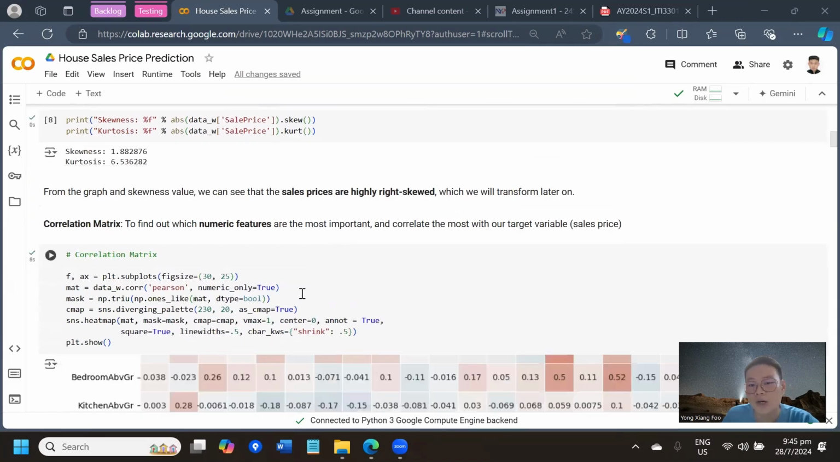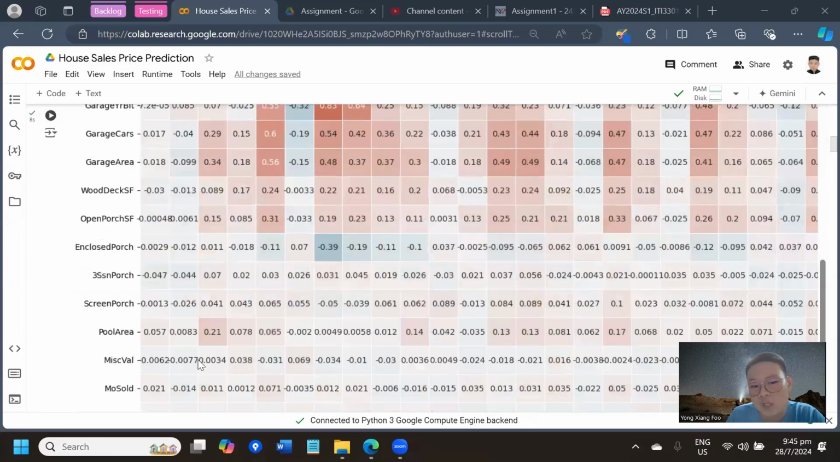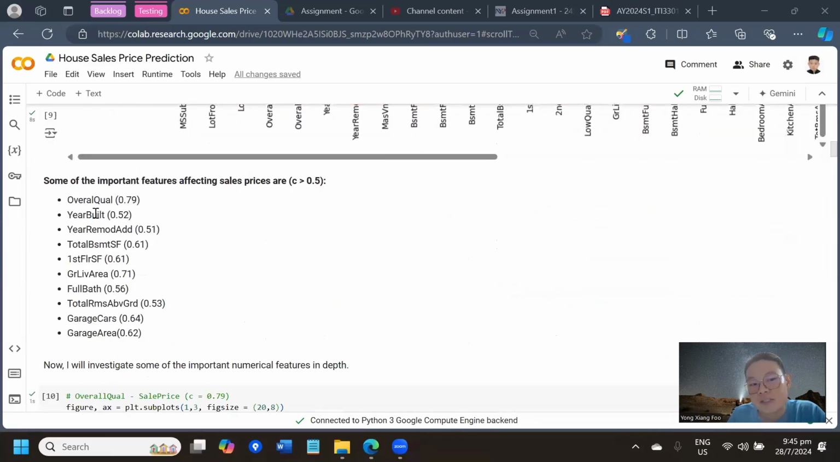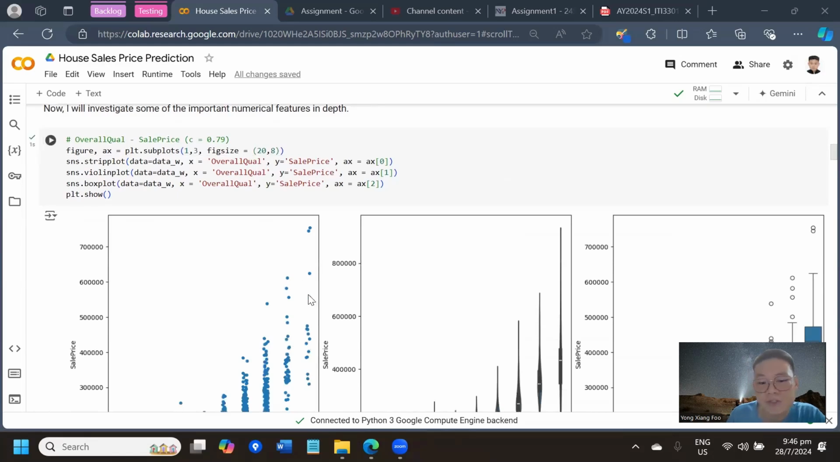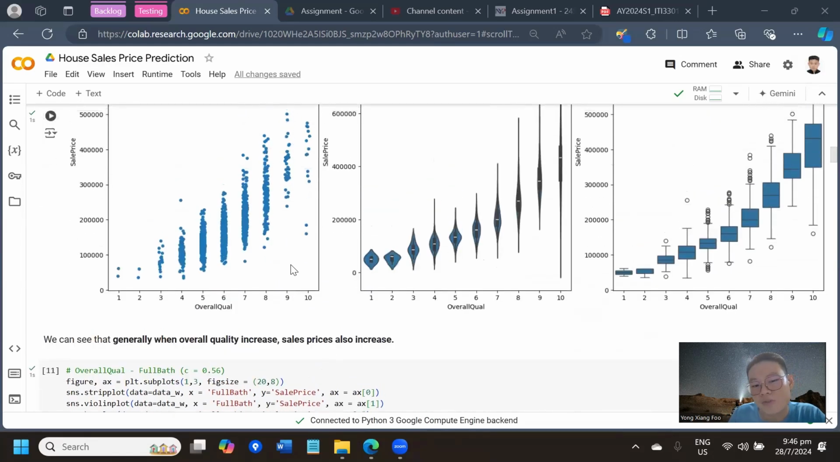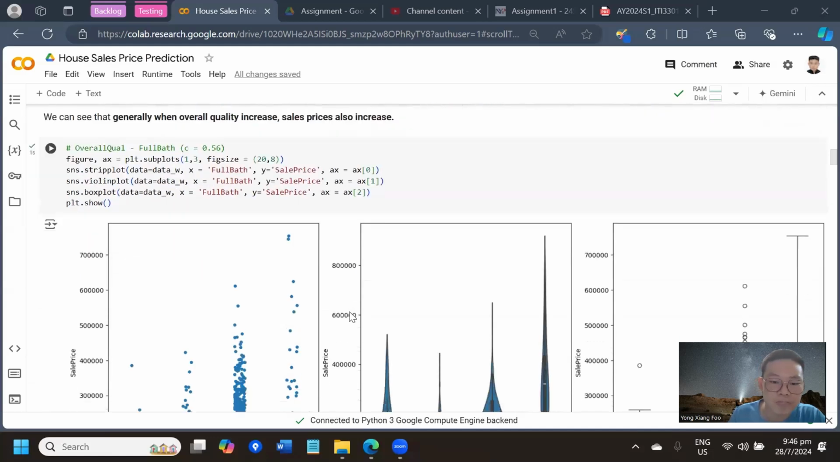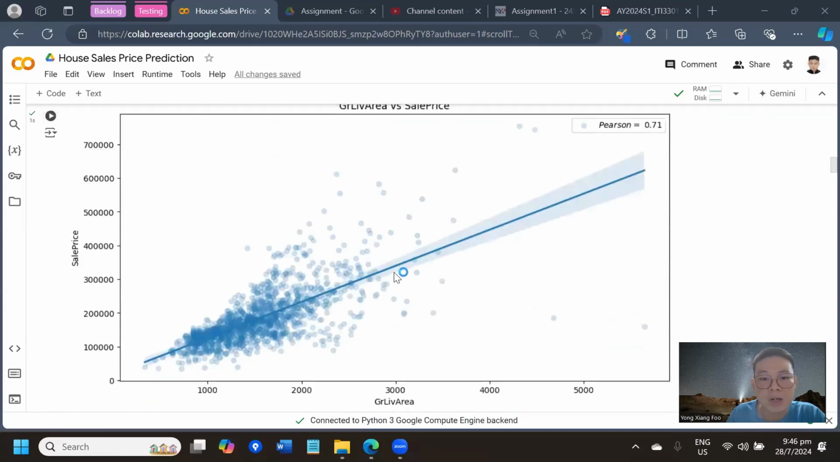Then in order to find out which features hold the most importance in affecting sales price, I use the correlation matrix and pick them out. Then I see that the most important features are overall quality, year built, year remodeled, total basement square feet, etc. Then I look into them in detail and see that most of them have a positive relationship with sales price.